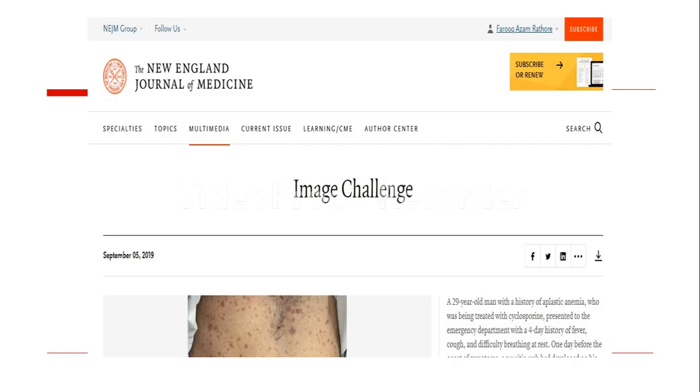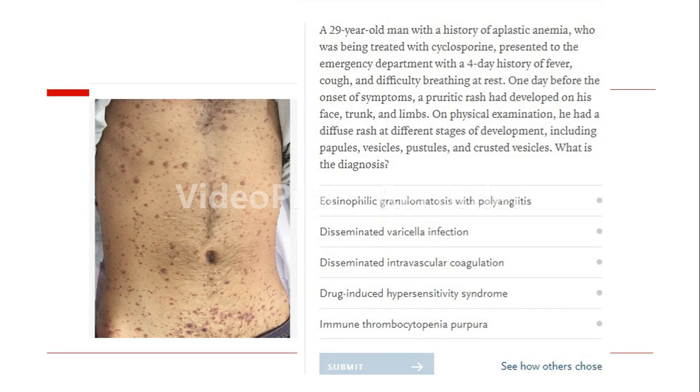Again, coming back to the image challenge of the New England Journal of Medicine, it's pretty simple, and this is how actually patients present to us in our OPDs as well. Honestly speaking, patients do not come to us in the form of patient XYZ or 50 patients in group A versus 50 patients in group B. They present to us with descriptions like these. For example, look at this. A 29 years old man with a history of aplastic anemia, blah, blah, blah.